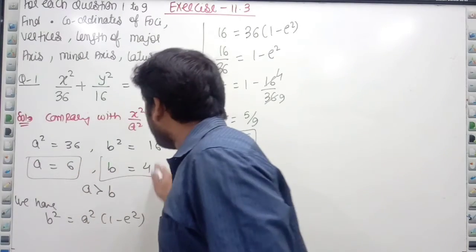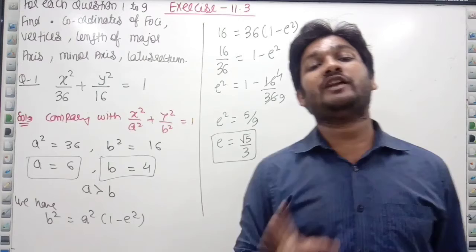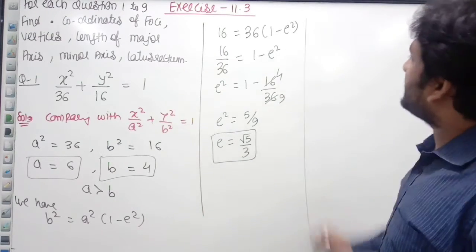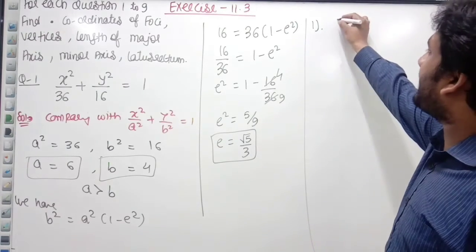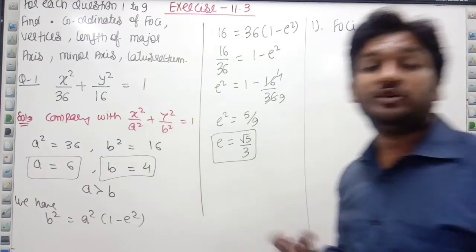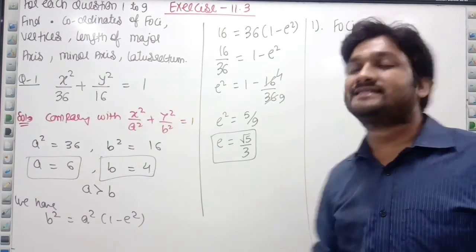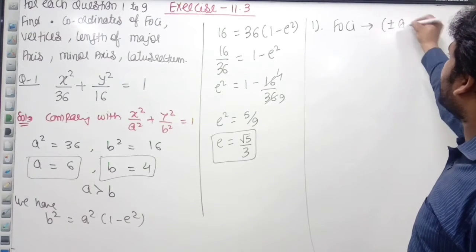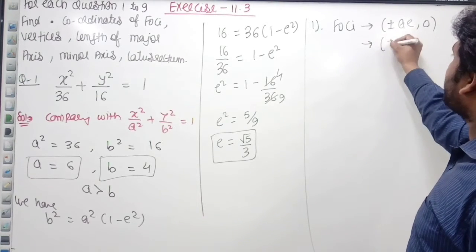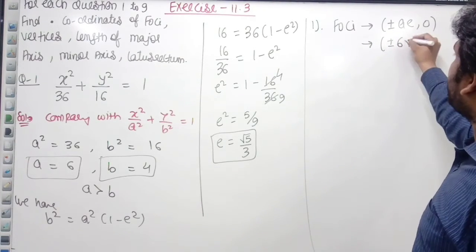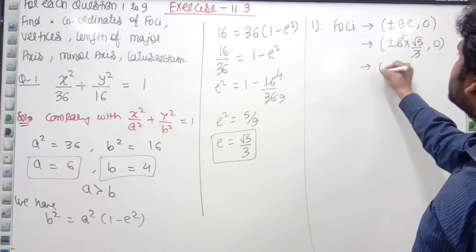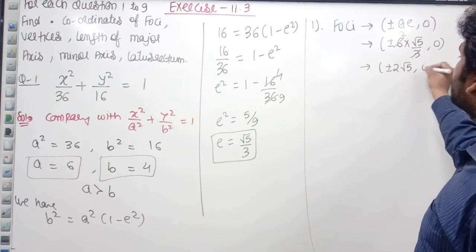Eccentricity, a and b, I have these three values, and if I know them I can find anything related to the ellipse. The first thing to find is the coordinates of the foci. As a is greater than b, the foci will be on the x-axis. As I have already discussed, the foci are plus minus ae comma 0. a is 6 and e is root 5 by 3. So 3 2s are 6, and I can say plus minus 2 root 5 comma 0.